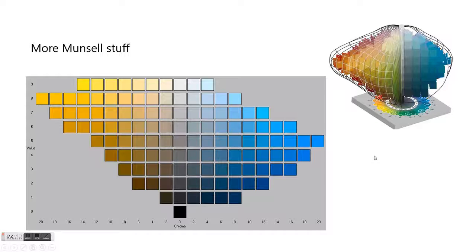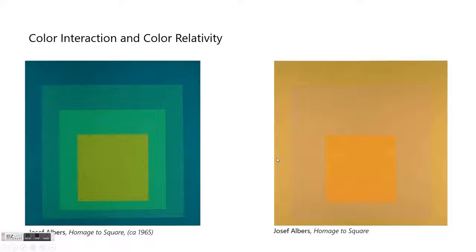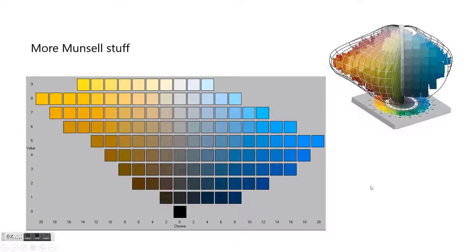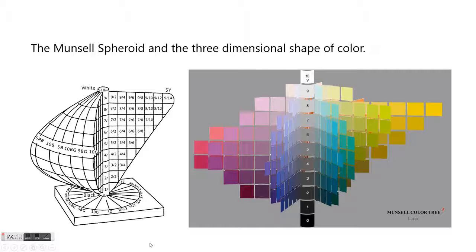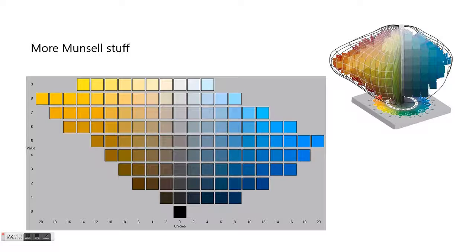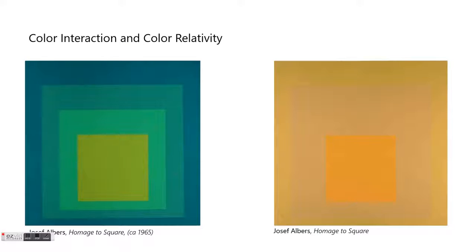So because of that, the model of color is lopsided. It is this misshapen form, which we call a spheroid, rather than a perfect sphere. And actually, just to go back, the Munsell color spheroid is a question on the test. I think it's one of the matching questions, maybe. So make sure to pay attention to it.